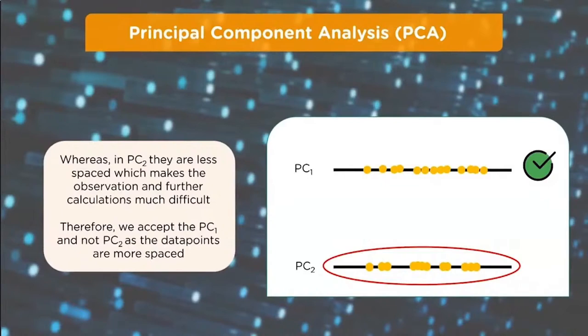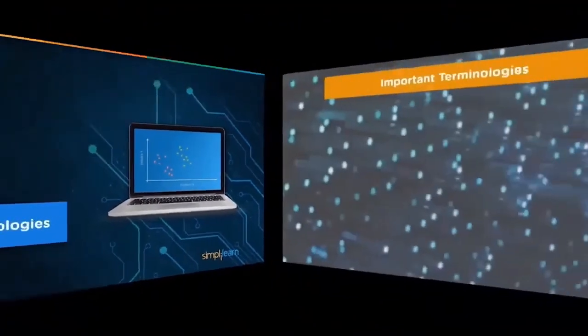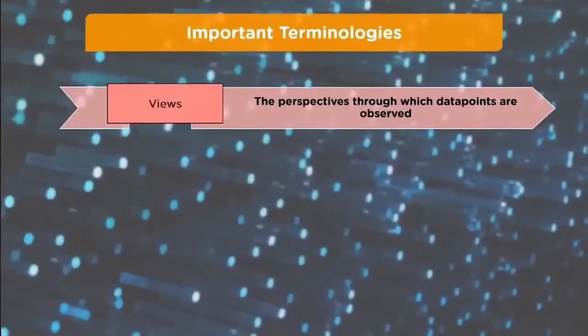Now, obviously, the back-end calculations are a little bit more complicated when we get into the math of how they decide what is more valuable. This gives you an idea, though, that when we're talking about this, we're talking about the perspective, which would help in understanding how PCA analysis works. What we want to go ahead and do is dive into the important terminologies under PCA. And important terminologies are views, the perspective through which data points are observed.